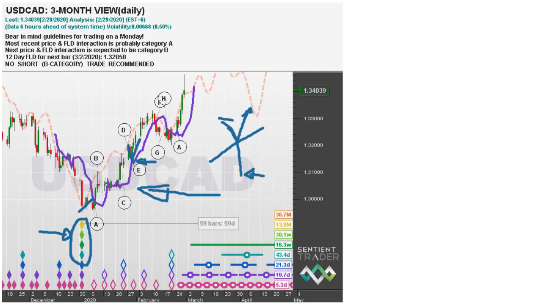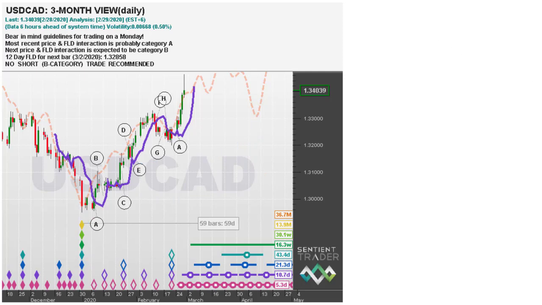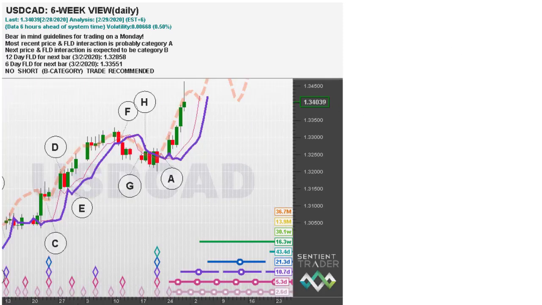F category interaction. And now let's switch over to the 6-week view, because this market has continued to provide us with textbook interactions. Here was the F category trade, and it came down and it achieved its target. I'm pretty sure almost the next day, if not the next day, then sort of early in the next week. That was the target for the F category interaction.